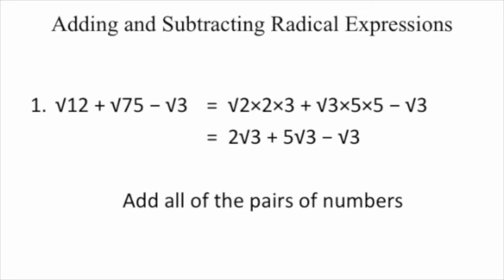The second step is taking out all the pairs of numbers, since they all are still square roots. So in the square root of 2 times 2 times 3, there are two 2's, so that turns into 2 square roots of 3. Then the square root of 3 times 5 times 5 has two 5's, so it turns into 5 square roots of 3. And the square root of 3 stays as it is since it has been factored already.